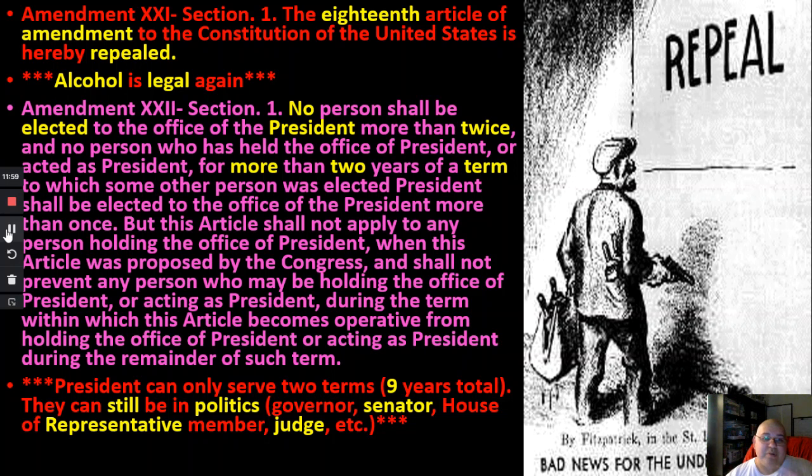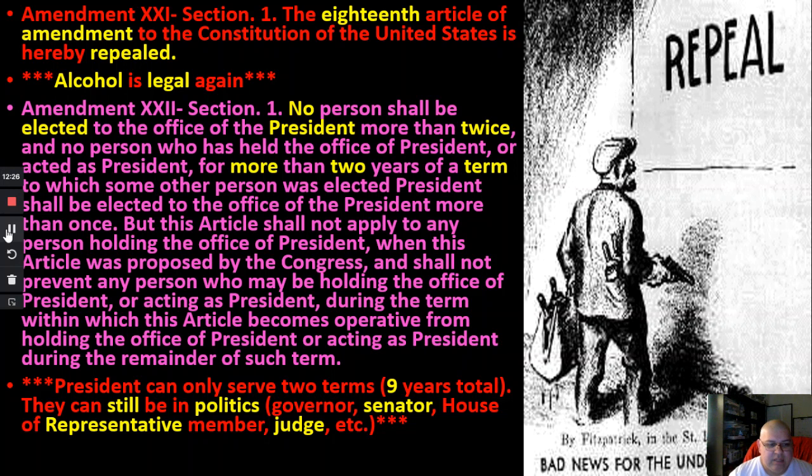When this was written, back in the late 1940s, President Truman was the last president during this time. So they're basically saying he was the last president who could have run multiple times if he was elected. But since he didn't, Eisenhower took over, and that's where it started with the 2 terms max.